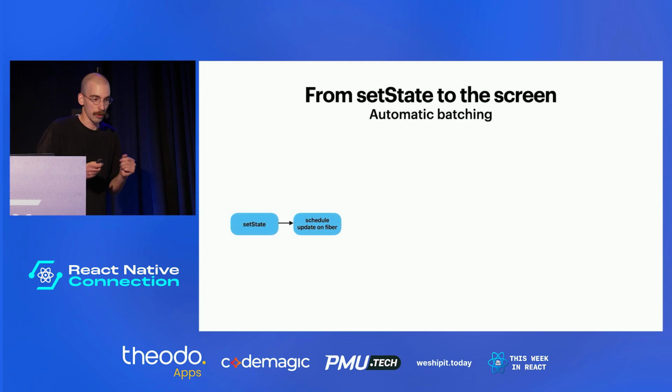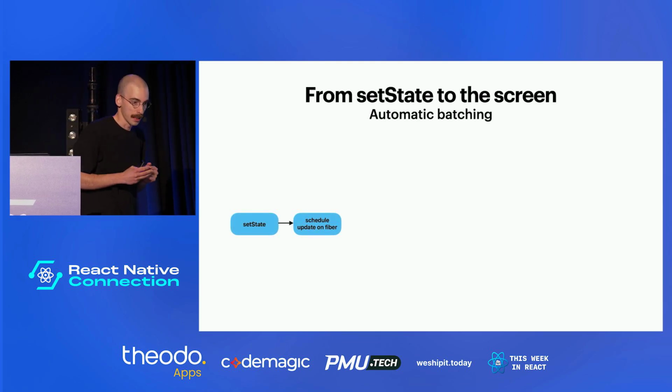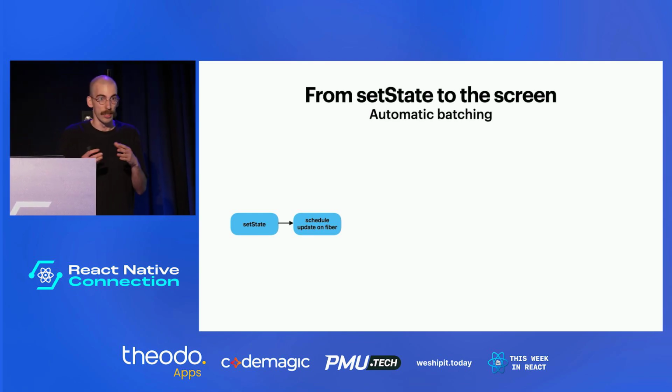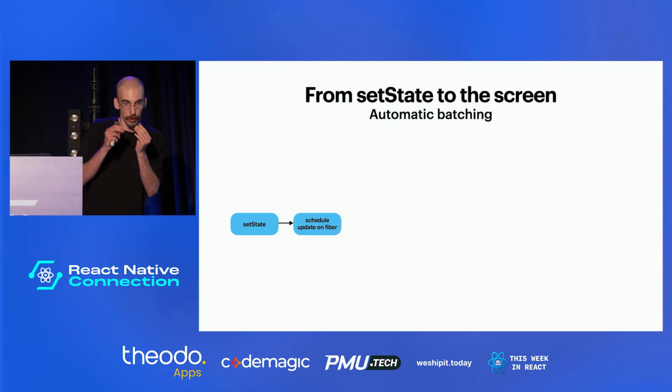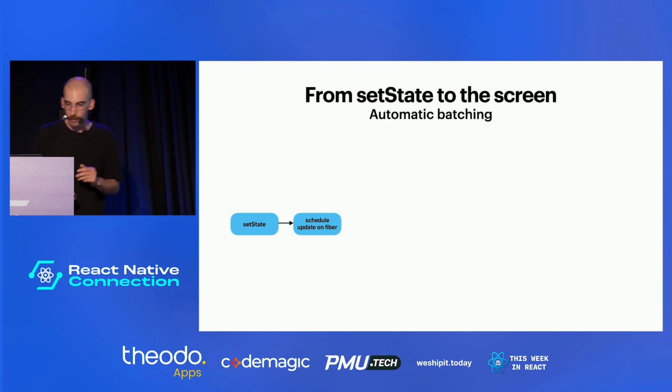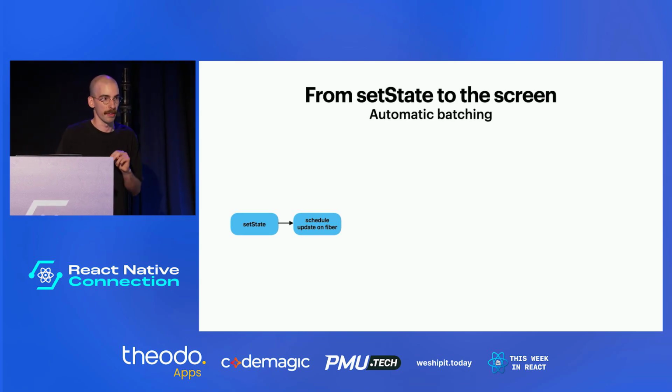So when you trigger your state update, what React does is that it schedules an update on the fiber. If you don't know what a fiber is, it's a unit of work that's linked to one node, like one component. Oversimplifying it, it's computing the state of your component for the next render. And then you have two different paths, actually.